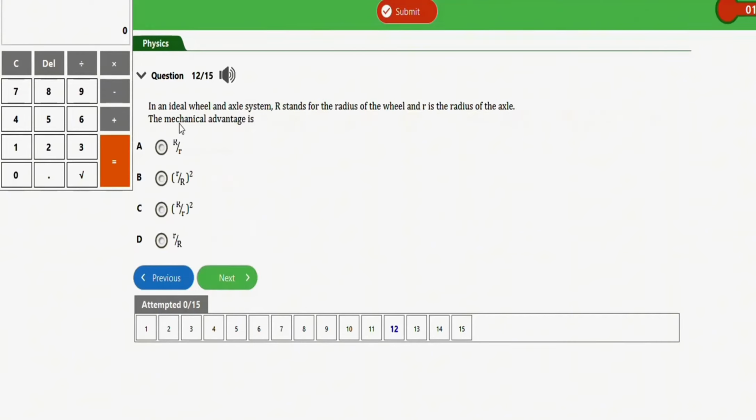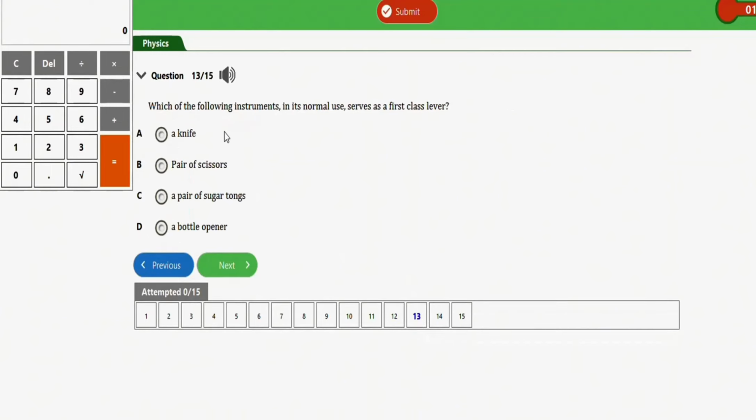It says, in an ideal wheel and axle system, capital R stands for the radius of the wheel, and small letter r is the radius of the axle. The mechanical advantage is, so this is obvious, it will be option A, the capital letter R over the small letter r. So that will be the mechanical advantage, the expression used to find it. The next repeated question will be this one. So option A is correct for this question.